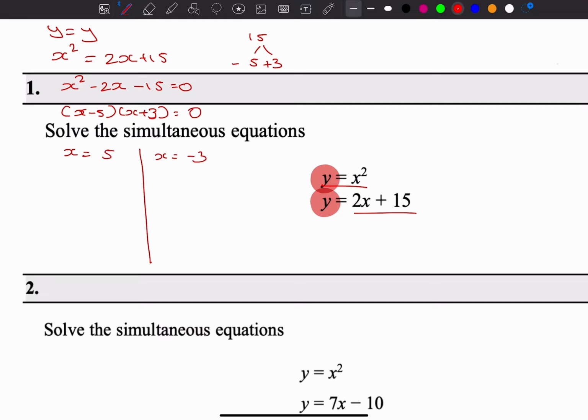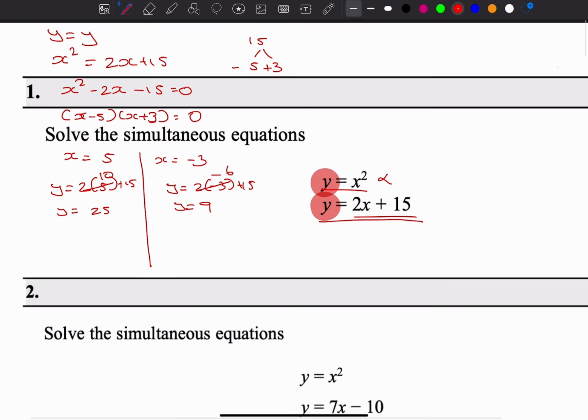X is equal to, if it's minus 5 you put positive 5, x equal to plus 3 you put minus 3. Then y equals, pick an easy one. I'm not going to pick the square one always. I'm actually going to pick the normal one, it's easier for me. You can pick the squares if you want, it doesn't matter. Y equals 2 bracket x is 5 plus 15, you know that's 10. Y is 25. Y equals 2 bracket minus 3 plus 15. That gives you minus 6 plus 15 is 9.